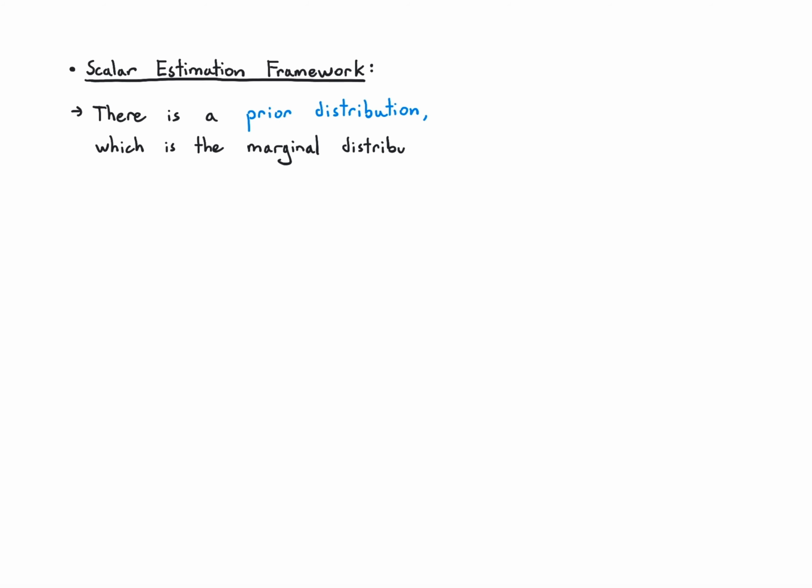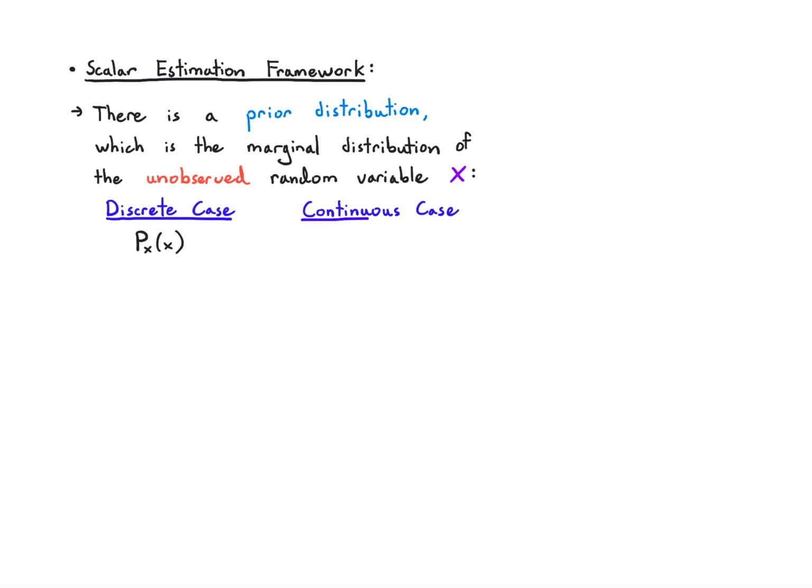So the first thing that we're going to have is a prior distribution. So a prior distribution is just going to be the marginal distribution of our unobserved random variable. So in this context, we're going to call the unobserved random variable x. That's going to be our notation. In the discrete case, it'll have a marginal PMF, and so the PMF is p_x of x. And in the continuous case, it'll have a marginal PDF. So we'll assume we know what that is. And here's an illustration of a possible continuous random variable's PDF.